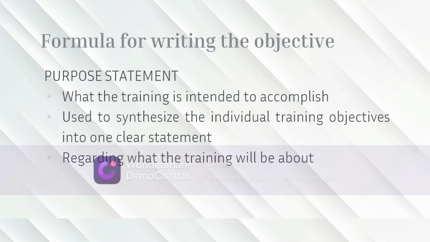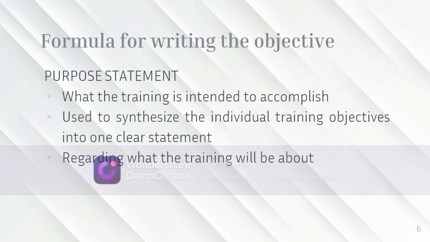Now moving on to the formula for writing the objective. The outcome specifies the type of behavior, the conditions state where, when, and what tools will be used, and standards describe the criteria for judging the adequacy of the behavior. Remember that a learning objective should state clearly what the result of the training will be.